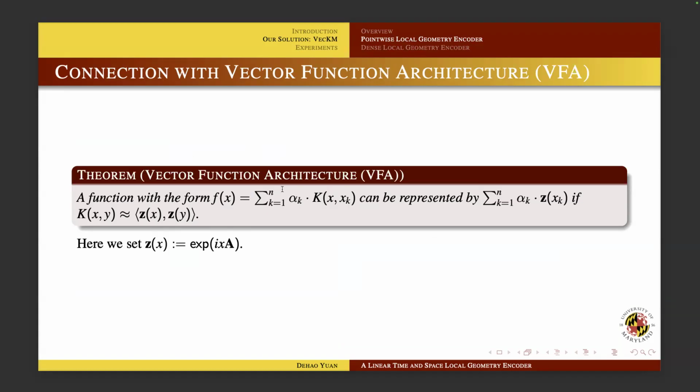It actually has some relation with the vector function architecture. The vector function architecture states that a function of the form of a summation of kernels can be represented by this, as long as the kernel can be approximated by the inner product of two vectors. So here we set the vector as exponential i x A. If you do z(x) and then an inner product with z(y), it would approximate a Gaussian kernel mixture. So that's the connection with the vector function architecture.